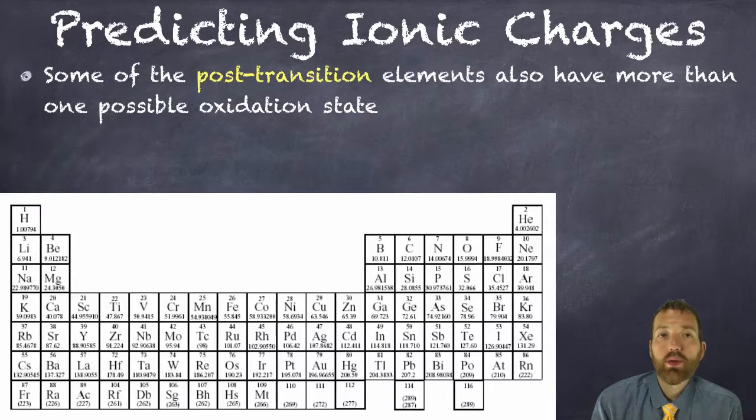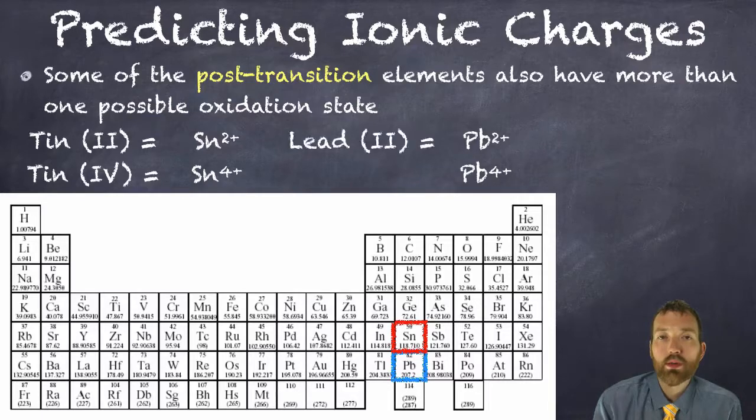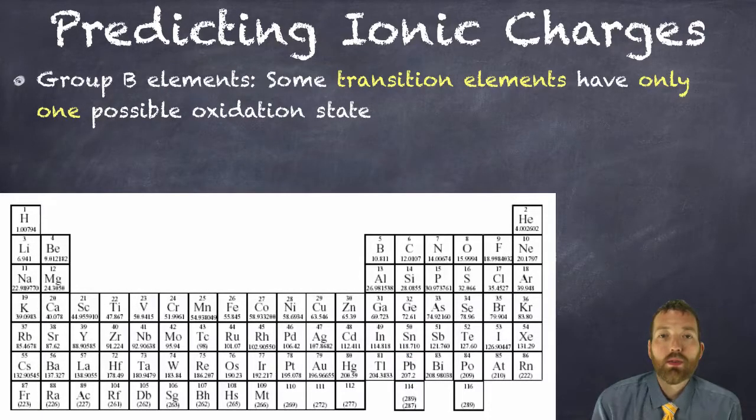Also, there are some post-transition elements that can have more than one possible charge, and you just need to memorize them. There's 2 of them. There's tin, element 50, and there's 2 oxidation states for tin. It is 2 plus and 4 plus, so it would be tin 2 and tin 4. And then also lead. Lead can also be 2 plus or 4 plus, so it would be named lead 2 or lead 4.